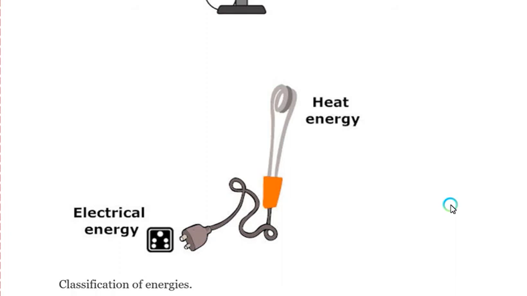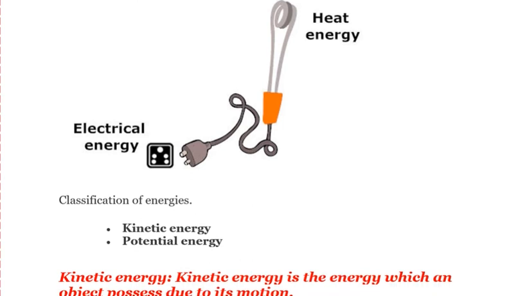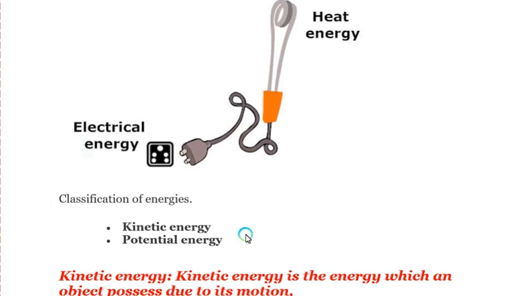So it's a conversion of electrical energy into heat energy. This is how the first law of thermodynamics, or the law of conservation of energy, appears here. Now, if we consider this, there are two more important classifications of energy that we can consider. The main classifications of energy include kinetic energy and potential energy.